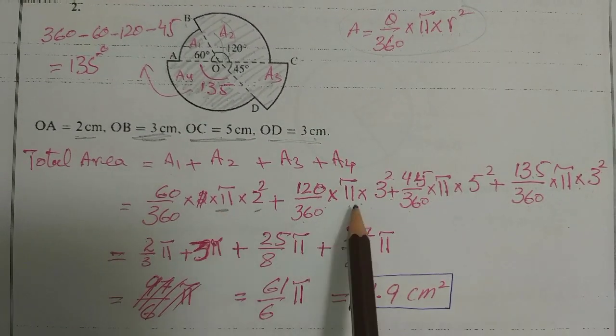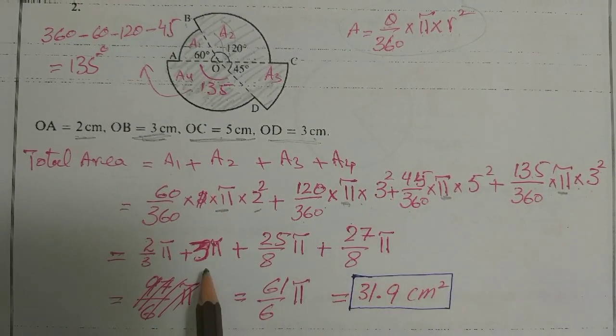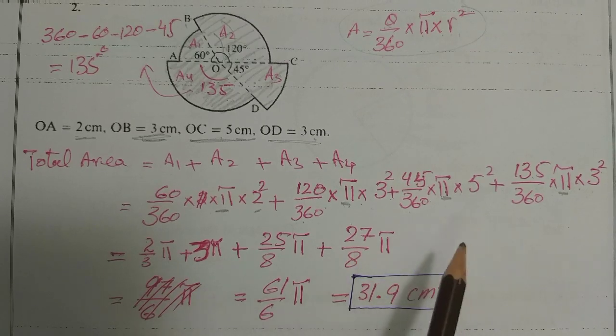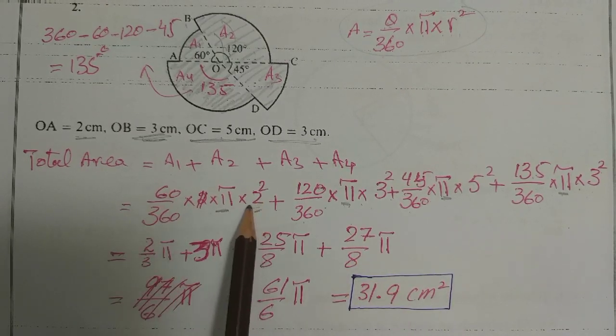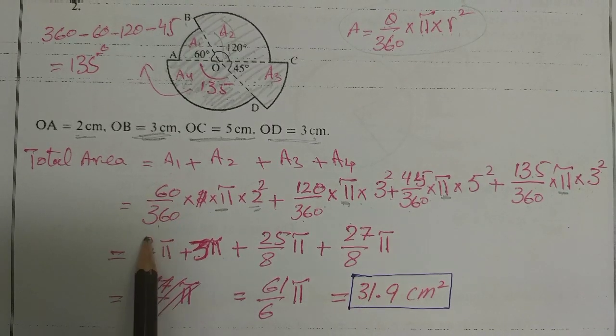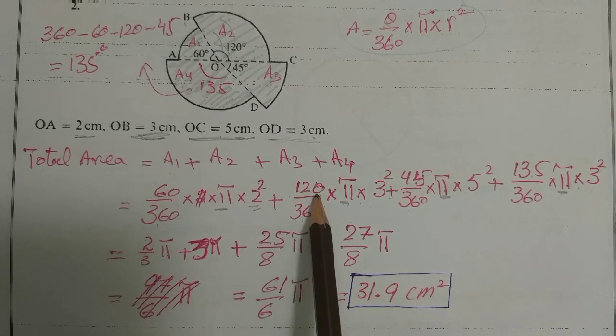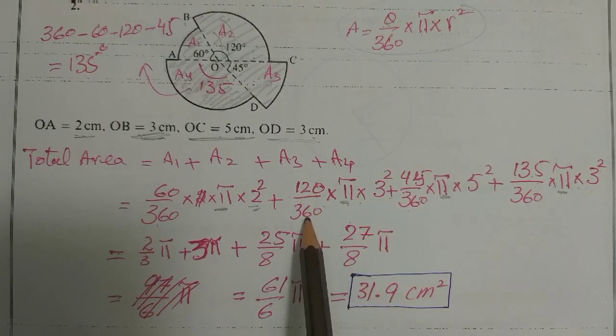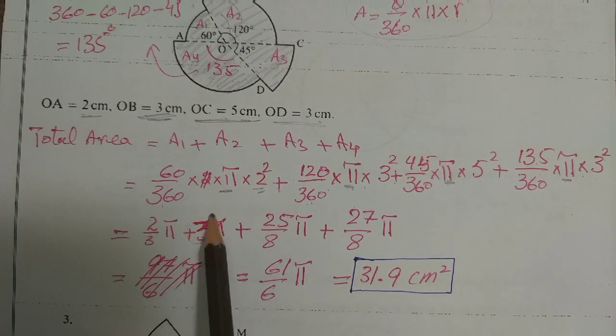I know that pi is common in every term, so I wrote the pi as it is. I didn't solve for the pi, but I solved all the numeric values. 60 times 2 squared is 4, 4 times 60 divided by 360, you find this fraction. Again 120 multiplied by 9 divided by 360, you find this number.